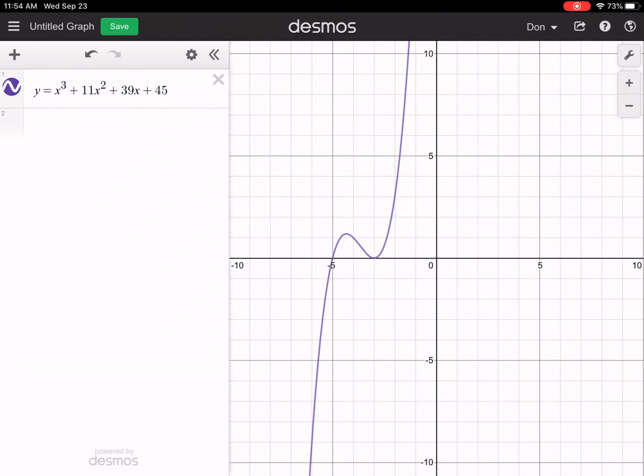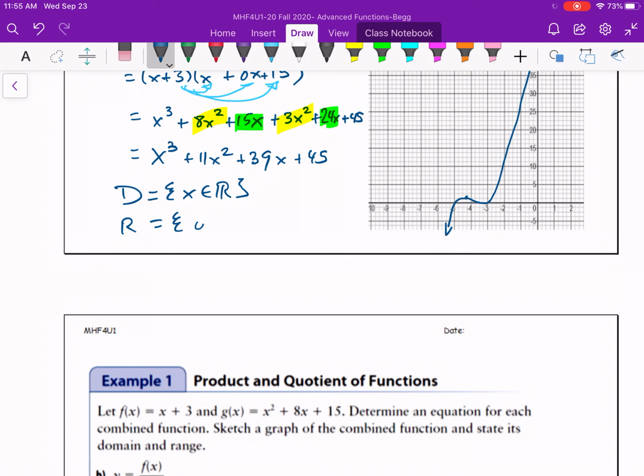State the domain and range. All right, domain and range. It's an odd degree function. That means the domain is all real numbers, and the range is all real numbers.